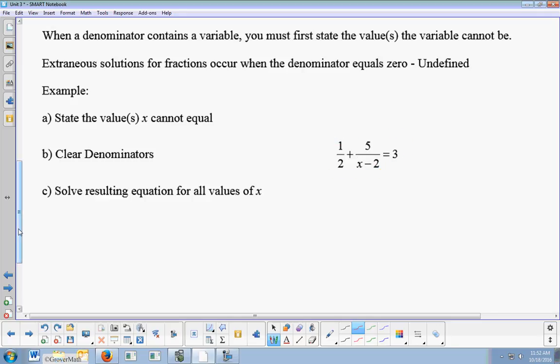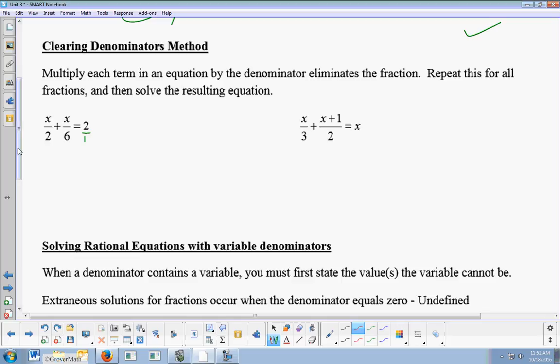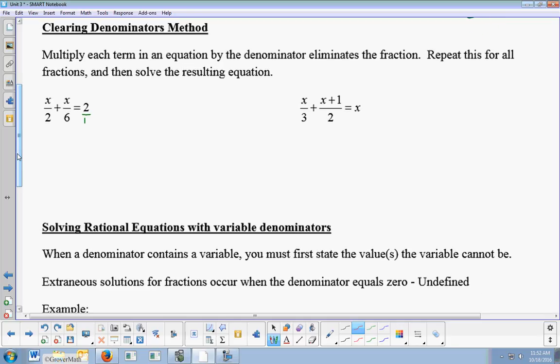So I'm going to show you the clearing denominators method, but there is a disclaimer here that there are other methods to doing this, and you're welcome to do another method if you prefer that. But in this video, I'm going to use clearing denominators, and that's what I'll use mostly in class. So the way we clear denominators, this explains, is multiply each term in the equation by the denominator to eliminate the fraction. What that means is I've got to look at these one at a time.